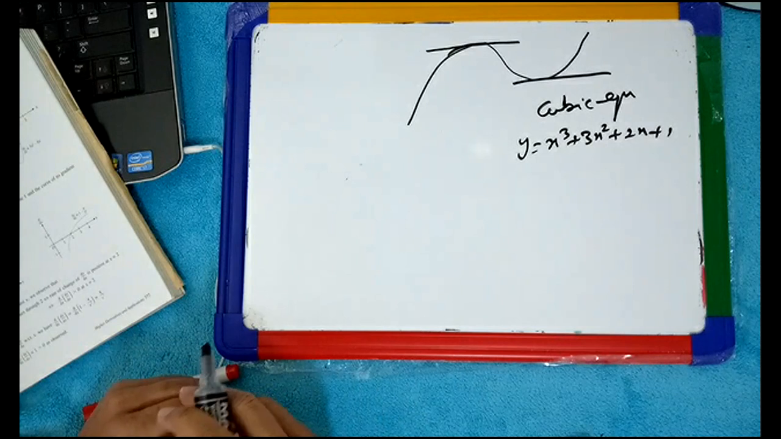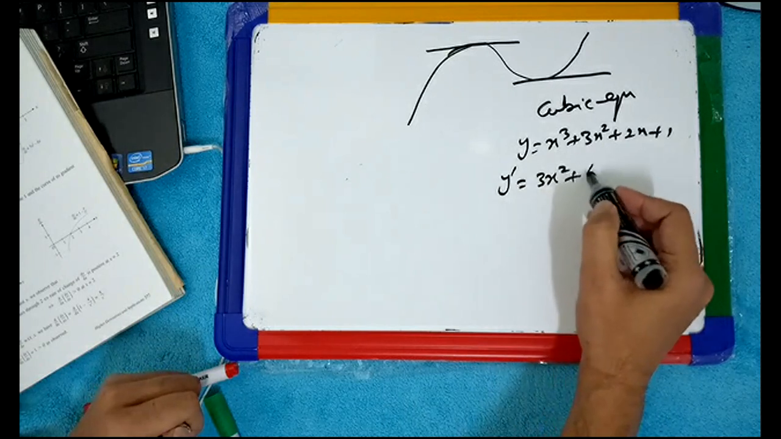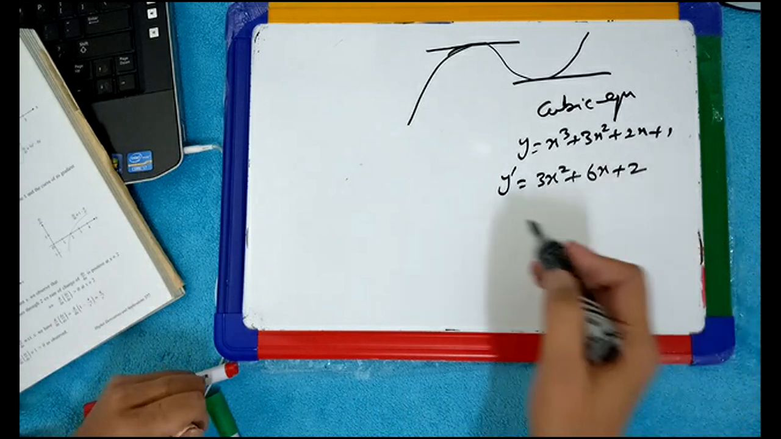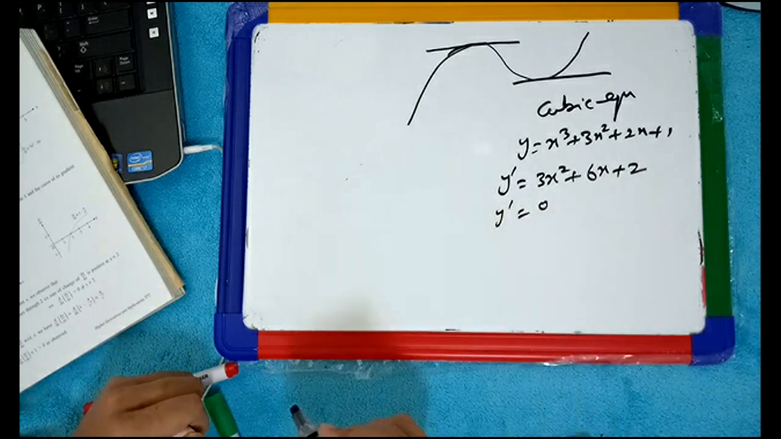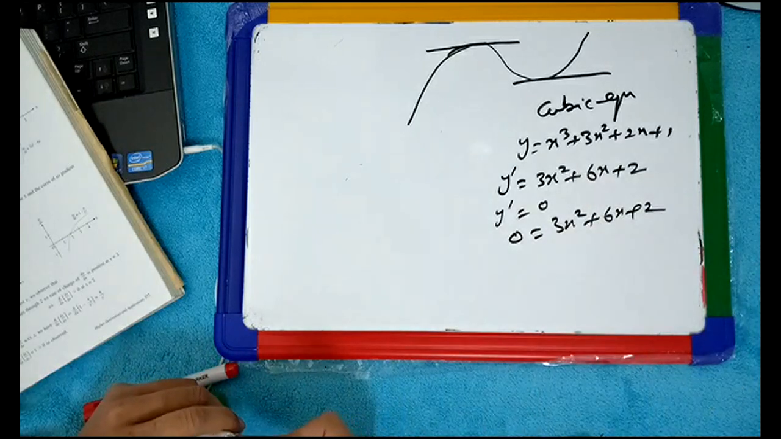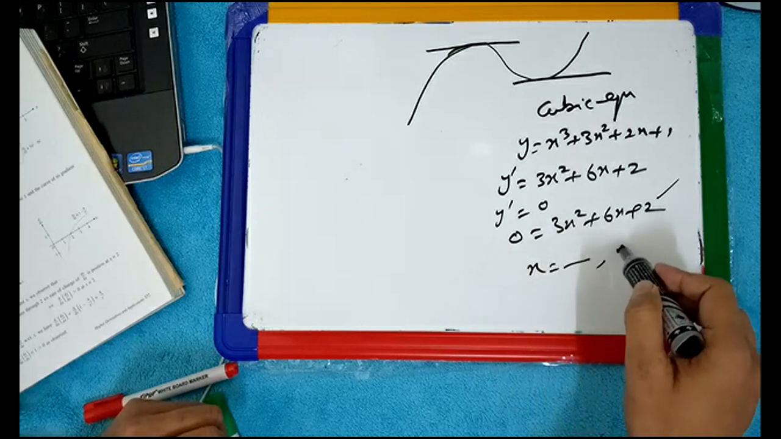When you differentiate it, what do you get for y dash? 3x squared plus 6x plus 2. Now put y dash equal to 0. So 0 equals 3x squared plus 6x plus 2. This is the quadratic equation, so you will get two values, one and another value.